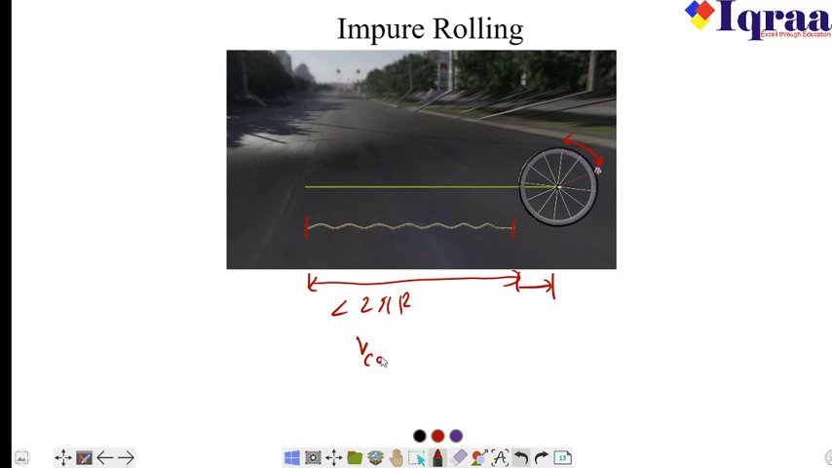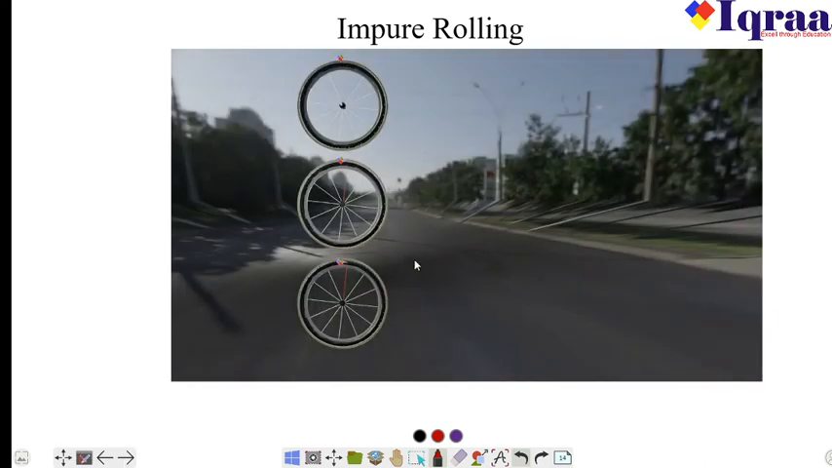Here, v center of mass into t is the distance which is travelled, and in the same time it is rotated by an angle 2 pi, which is equal to omega into t. What we see is that v center of mass is less than omega r. We can see this in this complete animation.